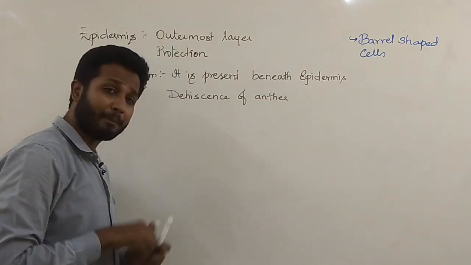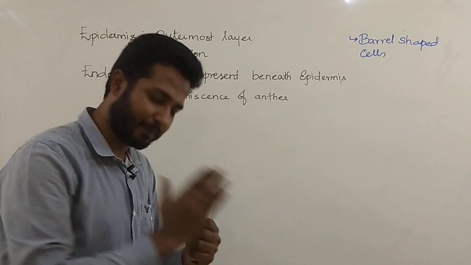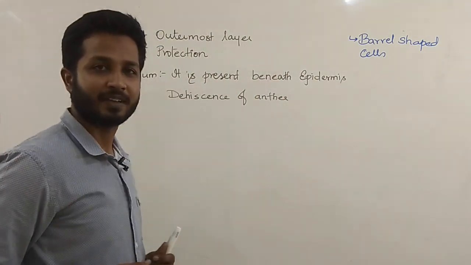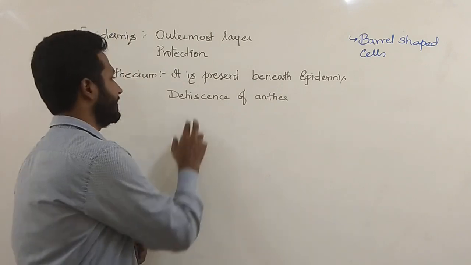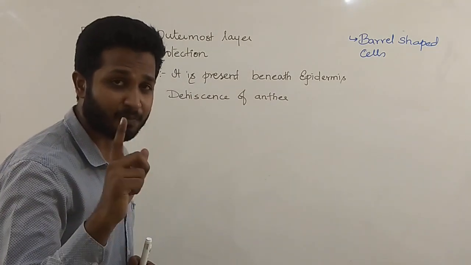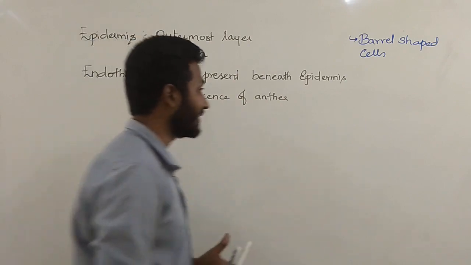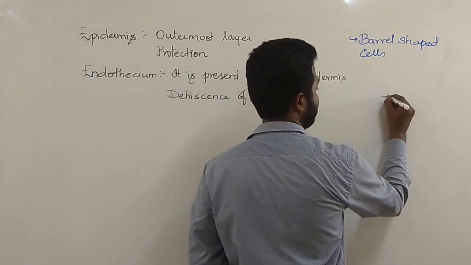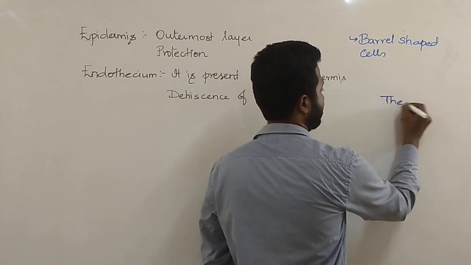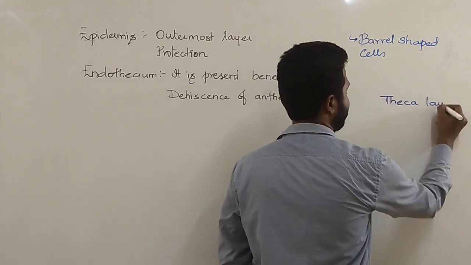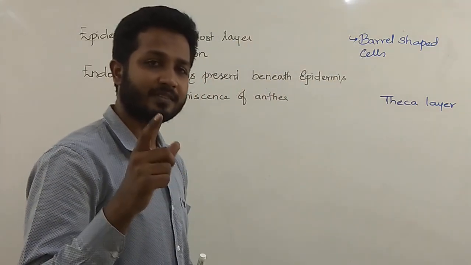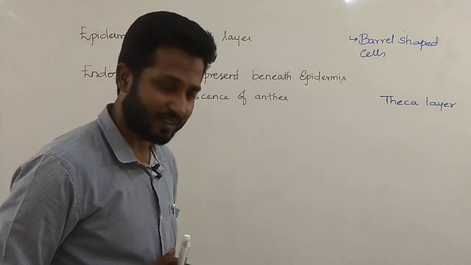So the anther breaks up, the wall layer breaks up, and then from inside pollen grains are released. This phenomenon is known as dehiscence of anther. From where does the pollen grain dehisce? It is from the theca layer. So the theca layer is the one which is actually helping in the breaking of the anther.